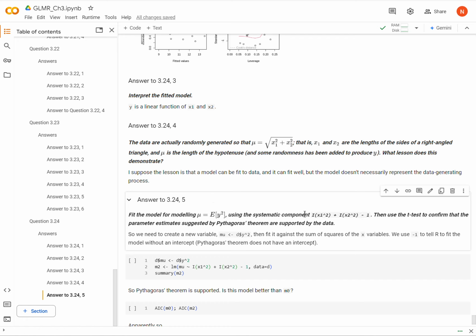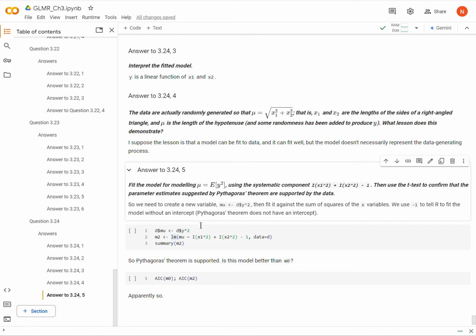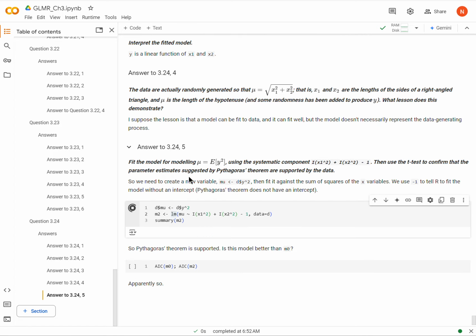Okay, good enough. So we need to create our variable mu, which I'm just going to put as y squared. And then we fit it against this systematic component. This little -1 says to remove the intercept that is otherwise automatically added when we use our lm function. Why are we removing the intercept? Well, because Pythagoras' theorem doesn't have an intercept. It's just side 1 squared plus side 2 squared, and then take the square root. So I fit this.